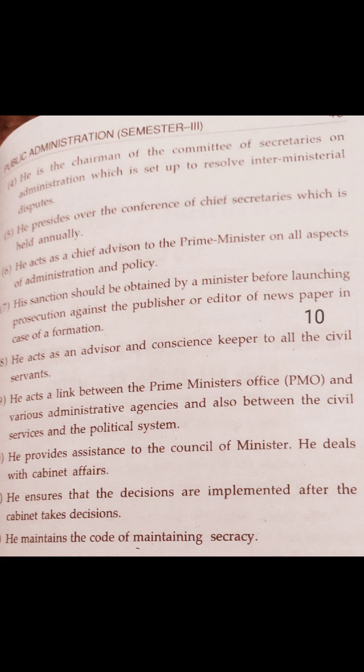Tenth, he provides assistance to the Council of Ministers. He deals with cabinet affairs. Eleventh, he ensures that the decisions are implemented after the cabinet takes a decision. Twelfth, he maintains the code of secrecy.